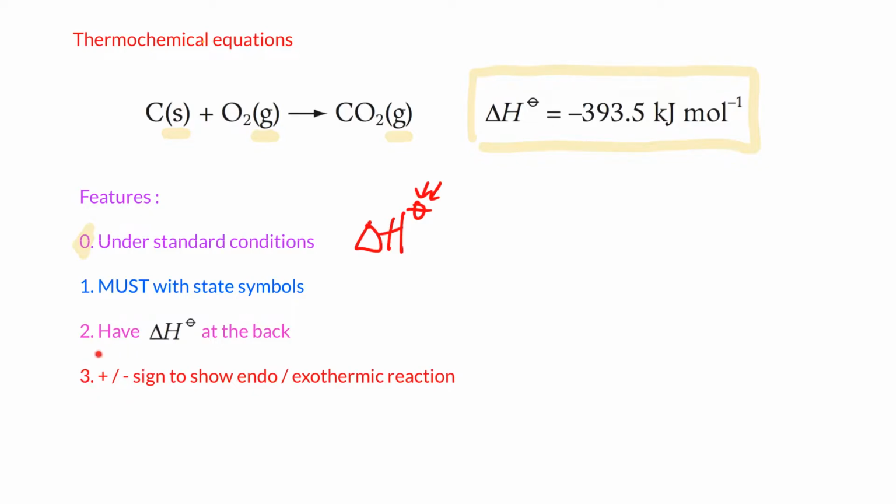Number 3, you have a positive or negative sign. Even if it is positive, you cannot omit it; you must show it, to show whether the reaction is endothermic or exothermic. If you remember, positive is endothermic, and negative is exothermic. So let's have a look at why we have these kinds of features.